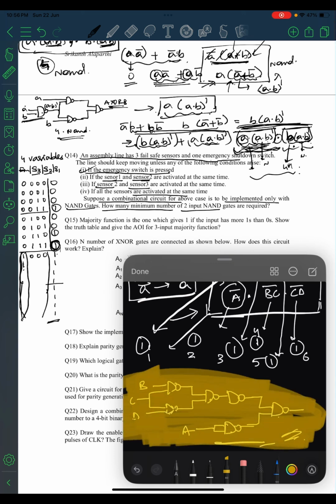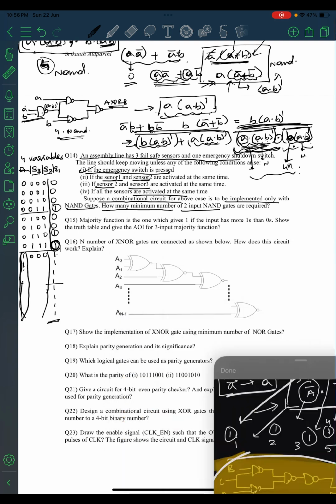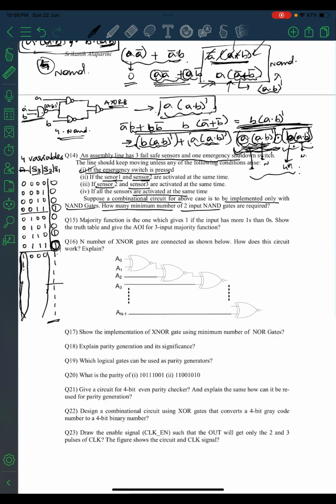This is the final answer for this question. So if you have any doubts, pin in the comments. I will be explaining. I am closing this one. Okay. So this 14th question is completed.